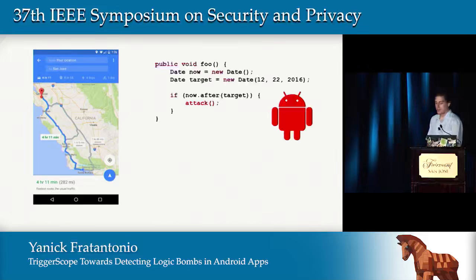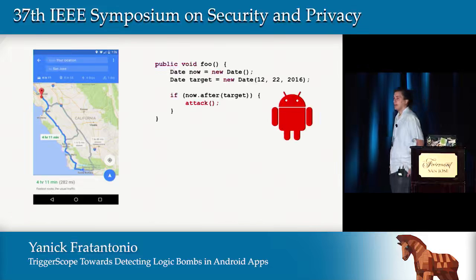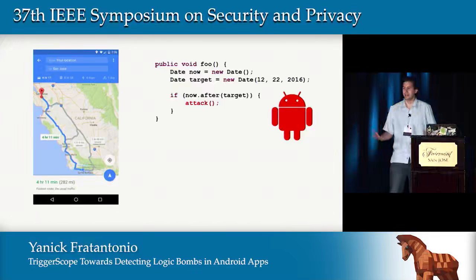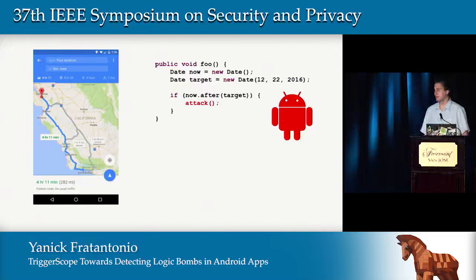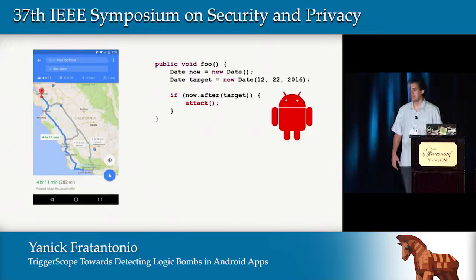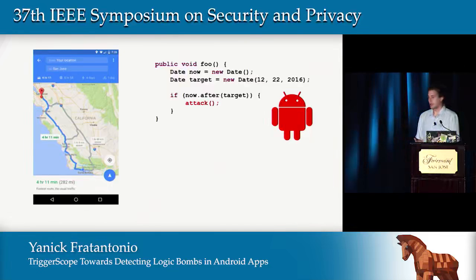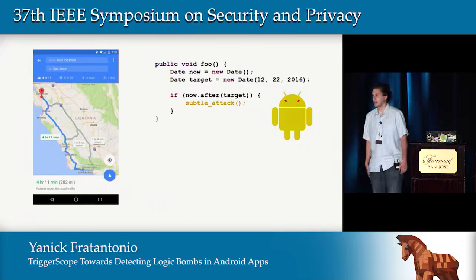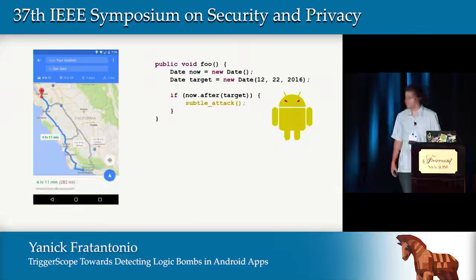Unfortunately, there is a functionality like the following in the app. Basically, after December 22nd, an attack is going to be performed on the app, and, I don't know, the phone is going to be rooted, and your content is going to be leaked, together with your embarrassing pictures. In a logic bomb, the attack is not as malicious, it's more subtle. It's more related maybe to the logic of the application, and it's very, very difficult to detect.